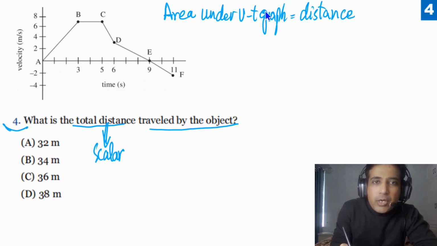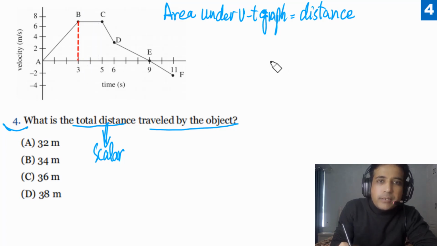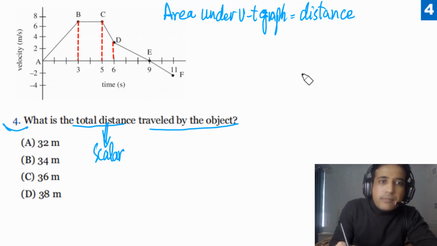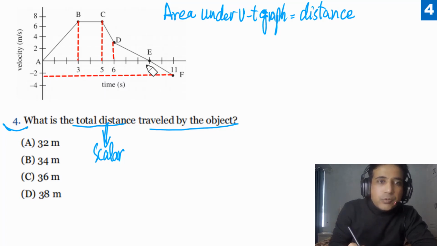Now we need to calculate the area under this graph. In order to do that, we can draw these lines and divide this into different parts, and then we can calculate the total area. We can divide this into a rectangle, this one is a trapezium, this one is a triangle, and this is also a triangle. So we draw this line, and actually I said before it was 2. So we need to calculate these areas now.